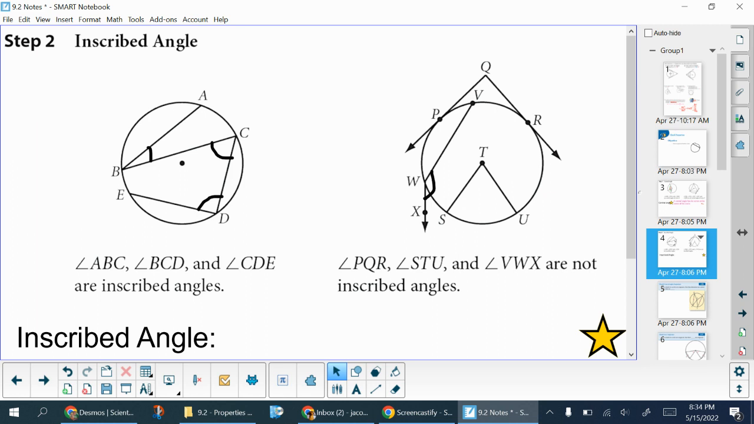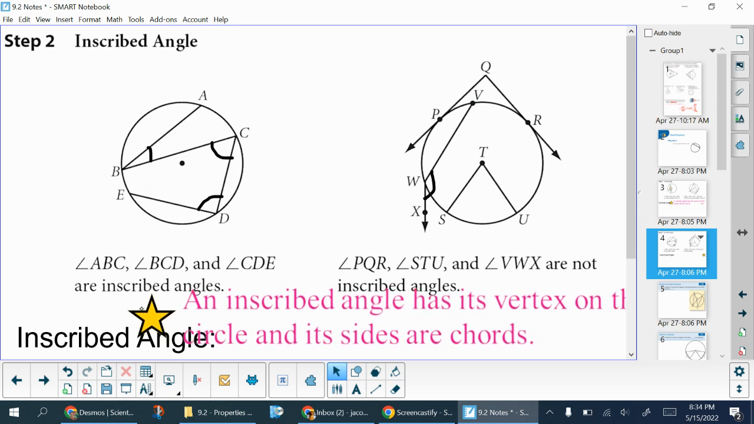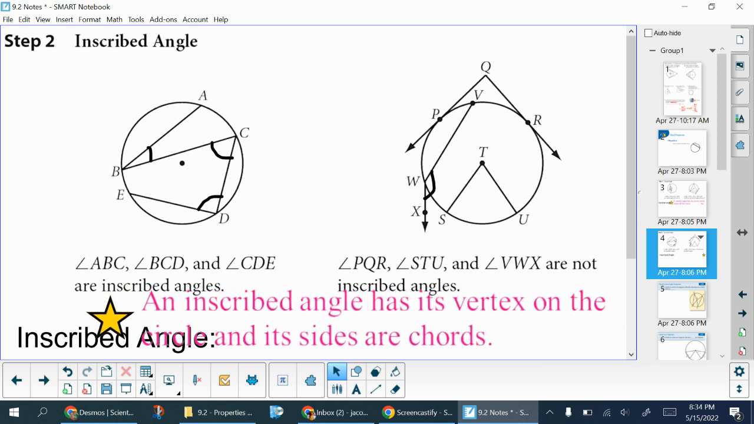Compare that to an inscribed angle. An inscribed angle has all 3 points of the angle on the circle, or it has the vertex on the circle and it crosses through the circle at 2 other places. And so there's your definition. An inscribed angle has its vertex on the circle and its sides are chords. In other words, as you go out along the side of the angle, it's going to hit the circle again on either side.